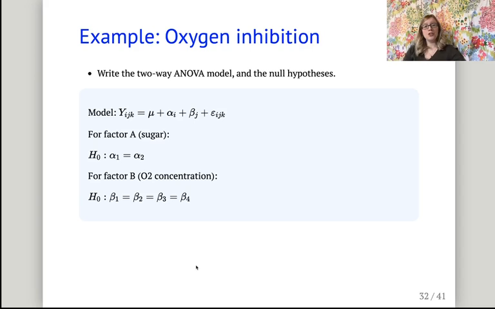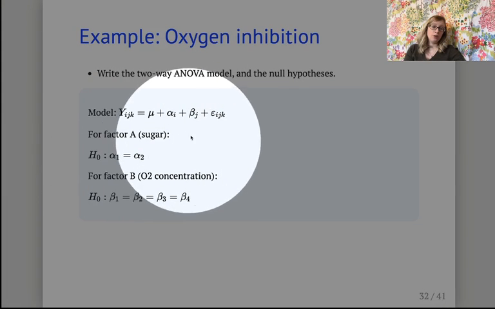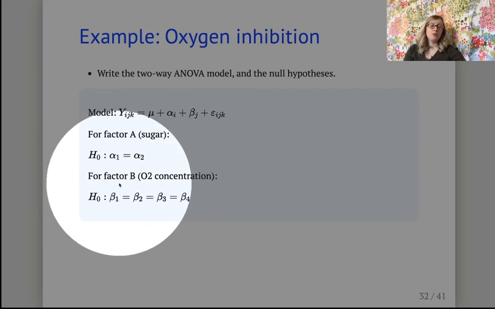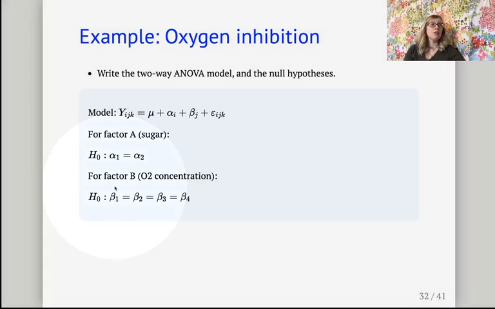So here's our two-way ANOVA model. We now have 2 variables, A and B. So factor A, sugar, we're assuming that glucose and galactose are equal. Factor B, oxygen concentration, there were 4 levels of that. So we're assuming that the 4 effects on ethanol are the same.